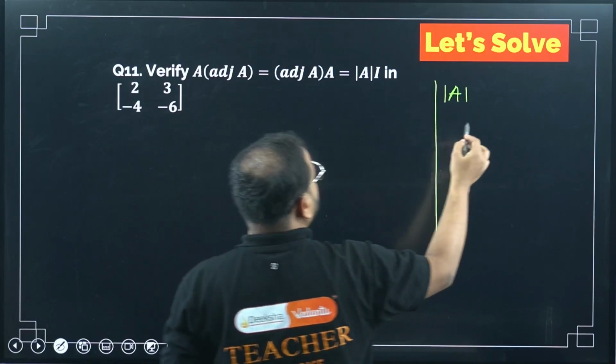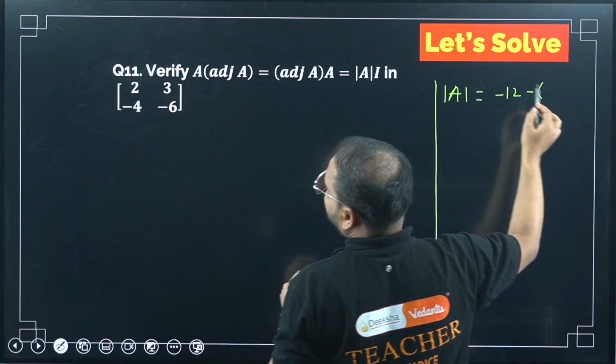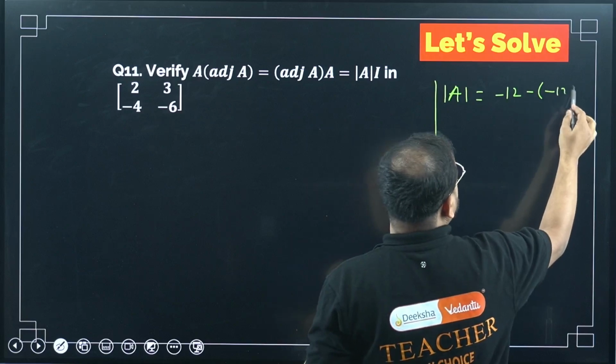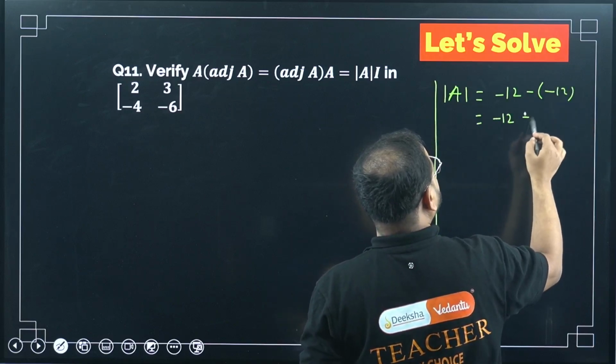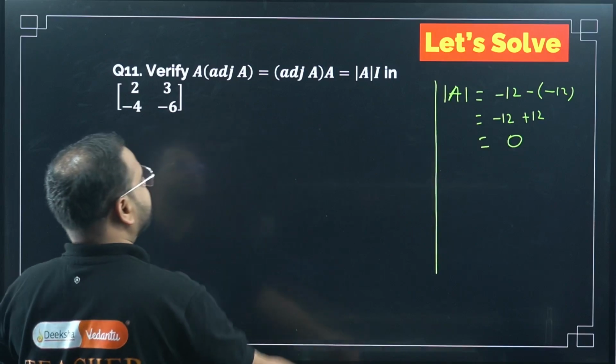Determinant will be what? So it will be 2 times of minus 6, so it will be minus 12, minus of 3 into minus 4, so minus 12 again. How much is this? Minus 12 plus 12, how much is this? 0. Okay, so I have found the value of this.